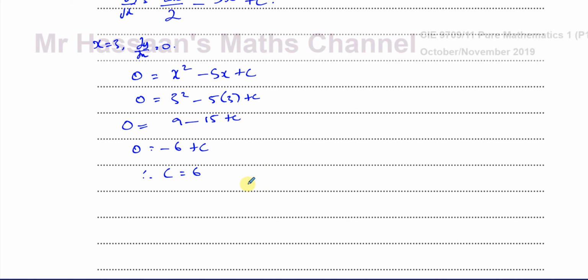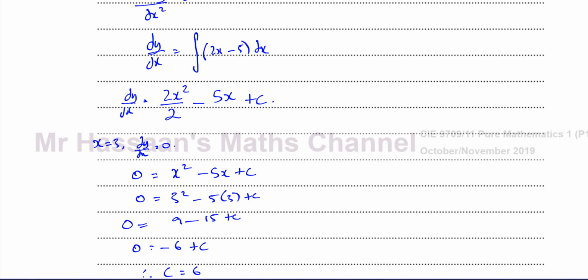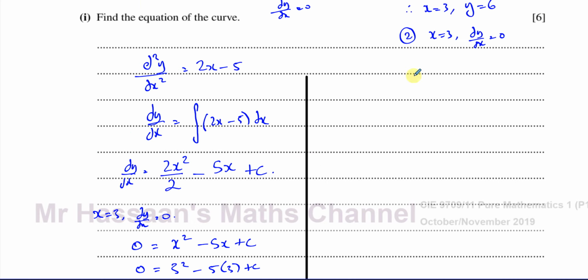So we can say now that dy/dx is equal to x squared minus 5x plus 6. So we've got that far. Now we've got to continue, but I'm just going to stop on the way to show you an alternative method. The way that I personally prefer to do this type of question is, as we know, that when x equals 3, dy/dx equals 0.